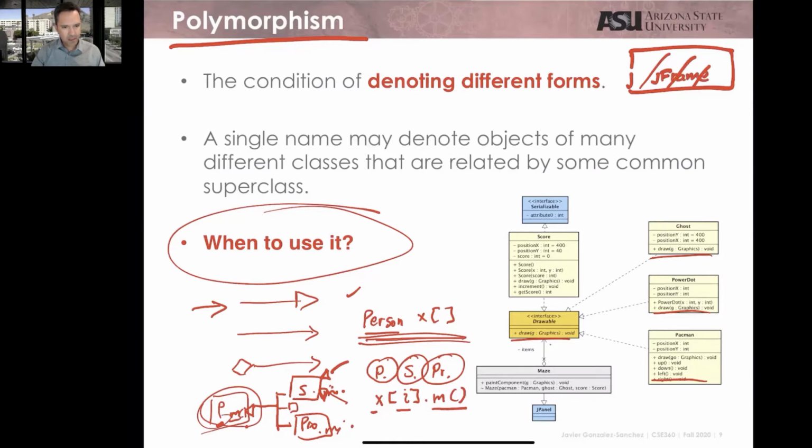I am sure that you remember JFrame in Java. When you want to create something, the first relationship that you apply is inheritance. You want to create a graphical user interface in Java. You do not start from scratch, never. You inherit from JFrame. That is inheritance without polymorphism.